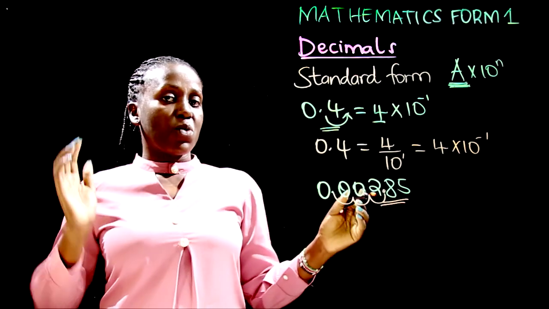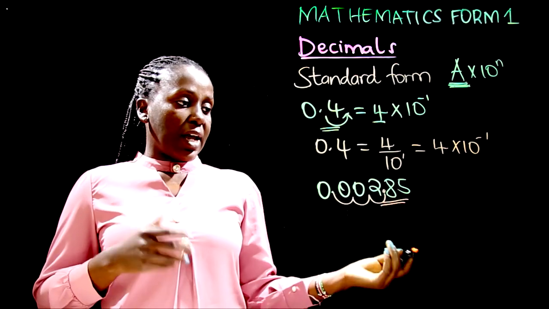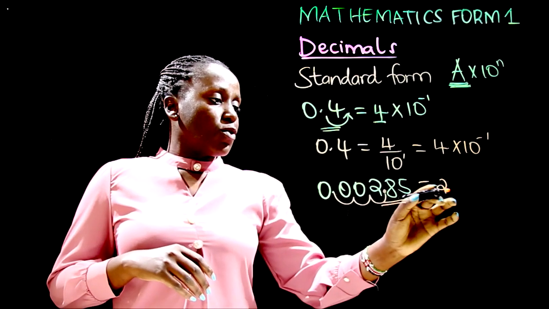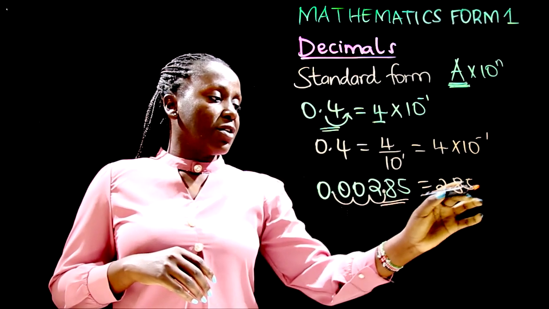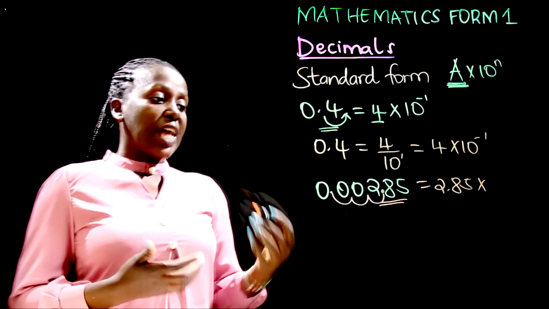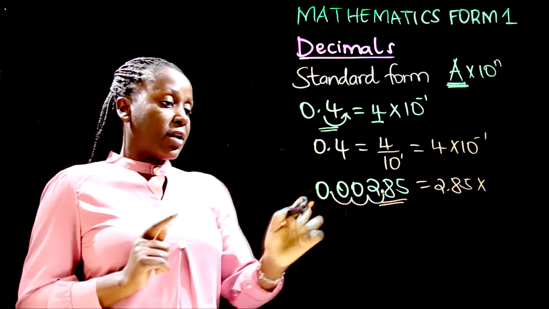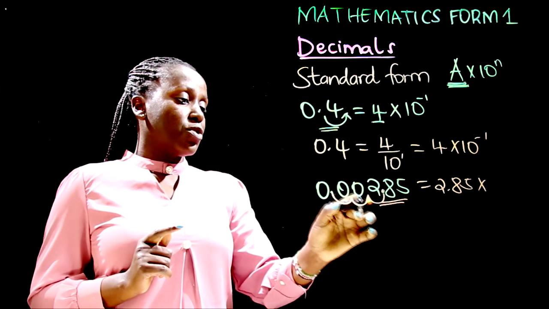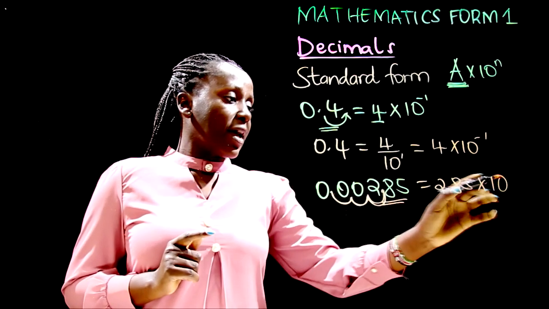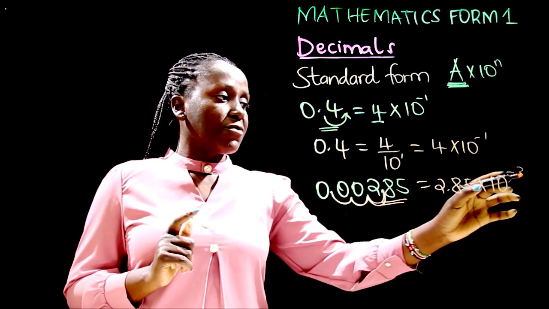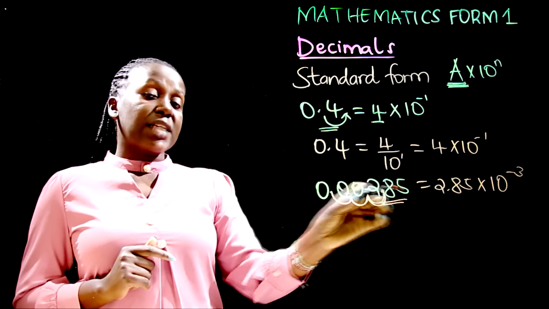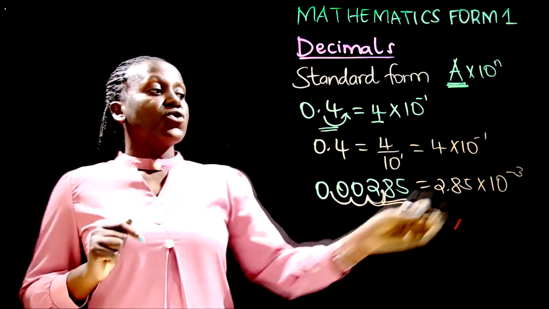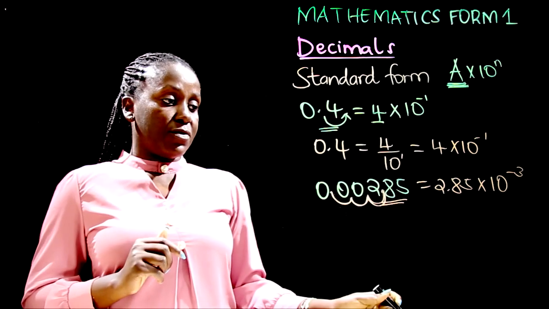2.85 is between 1 and 9.99. So this will be equal to 2.85 times... How many times did we move the decimal point forward? 1, 2, 3. So times 10 power negative 3 because this number was less than 1. So the power will be negative.